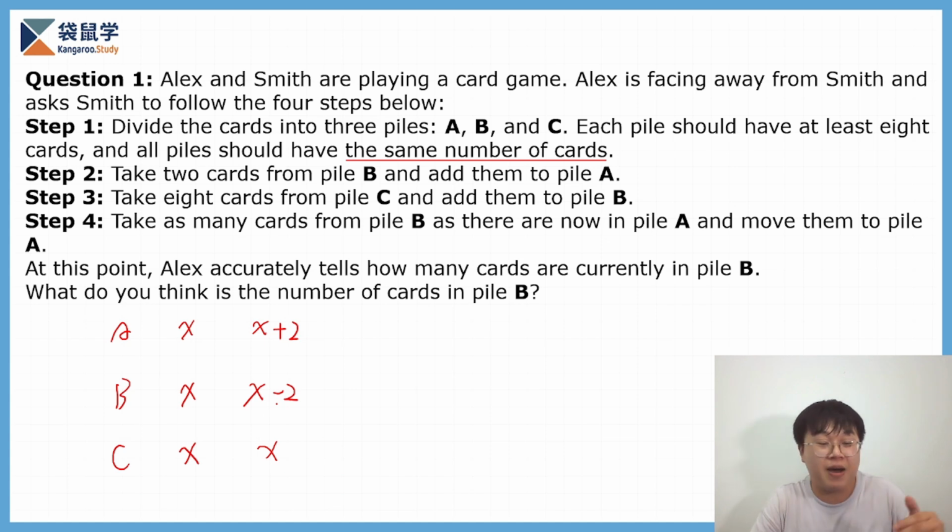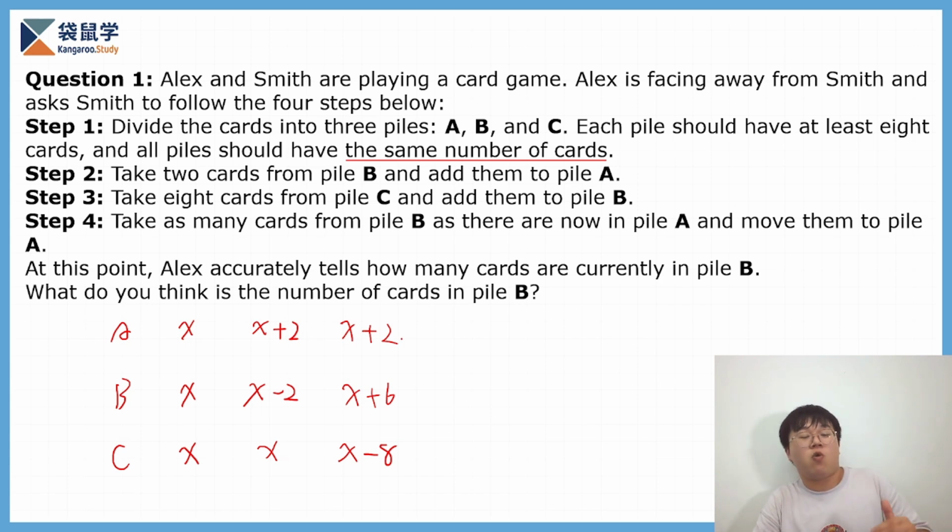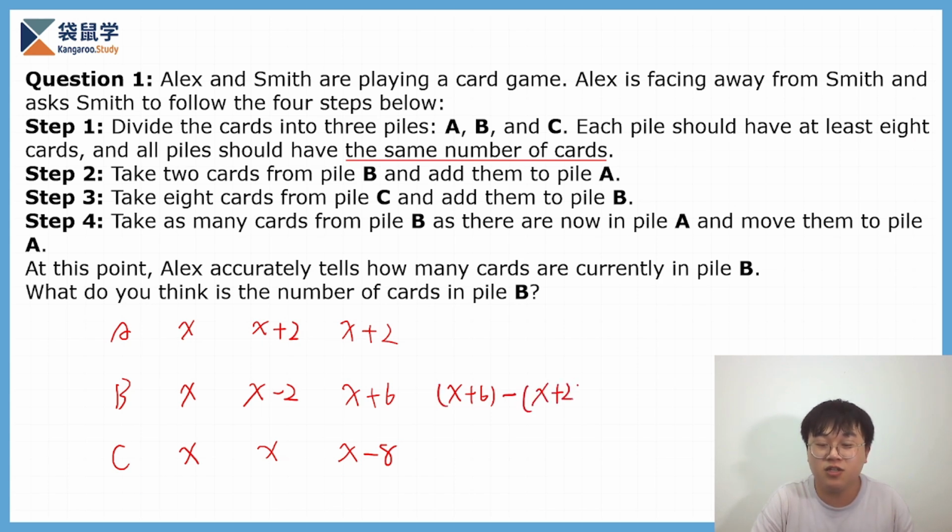Then we take 8 cards from pile C to pile B. So pile C will become X minus 8. And pile B gets 8 cards, so it will be X plus 6 cards. And pile A, no change. And then we know we need to take from pile B the same number of cards as pile A has. So we know pile A has X plus 2 cards now. And then we need to take X plus 2 from pile B. So this part will be X plus 6 minus (X plus 2). And the answer will be 4.